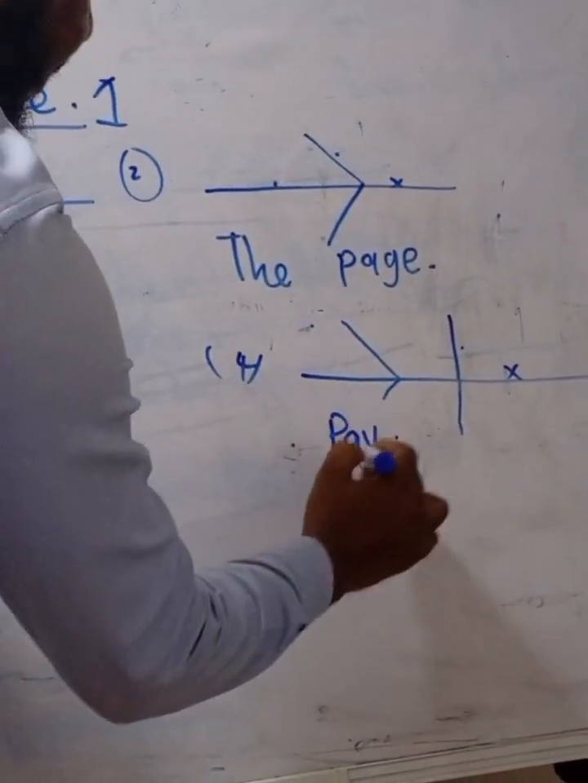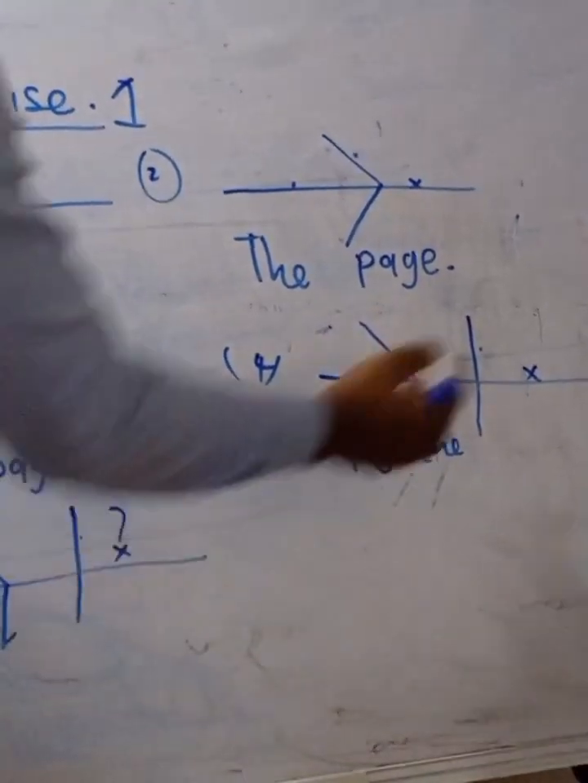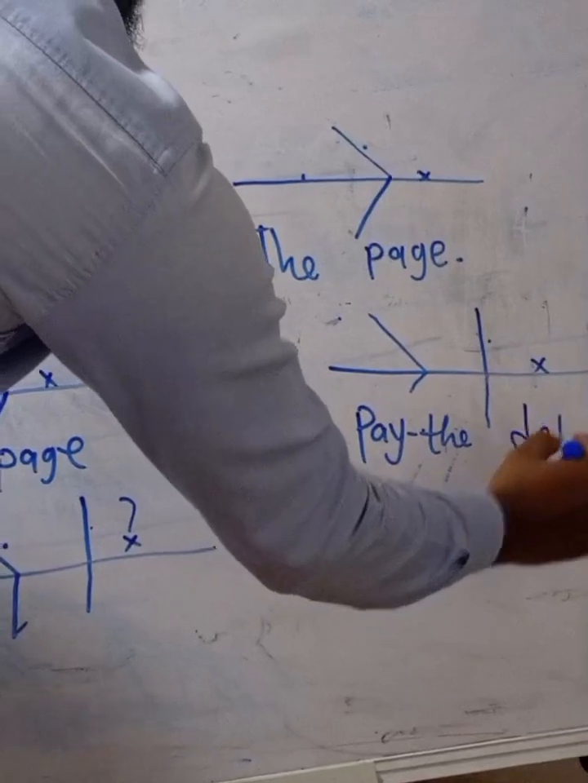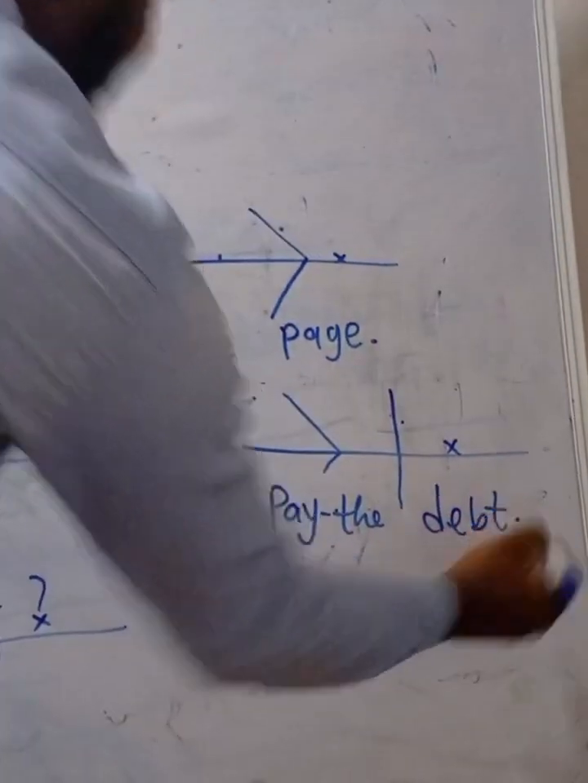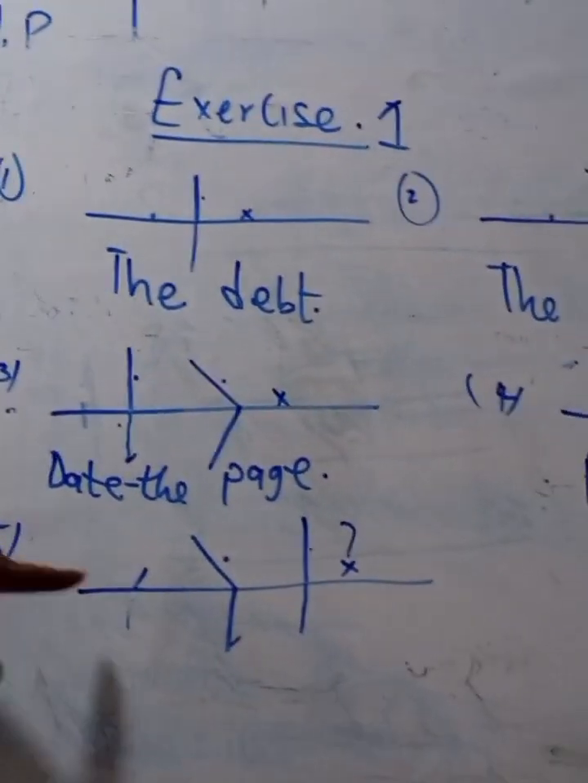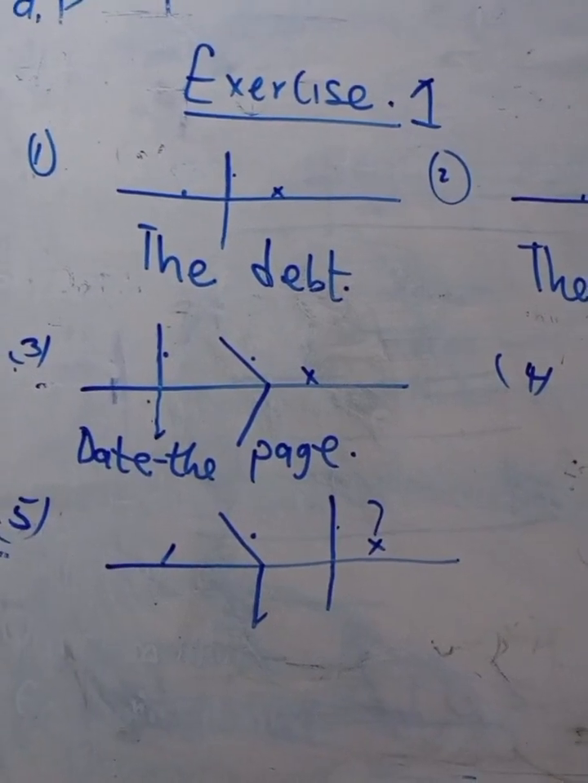So we go to the next one, which is pay. Pay D because of the tick under. Then this will be debt. That means pay the debt. You put your full stop, which is very important. Pay the debt.